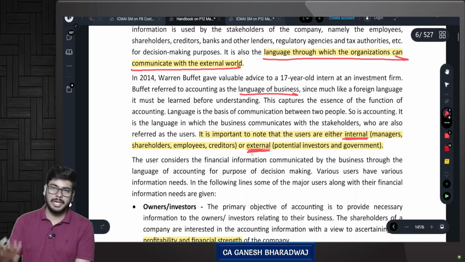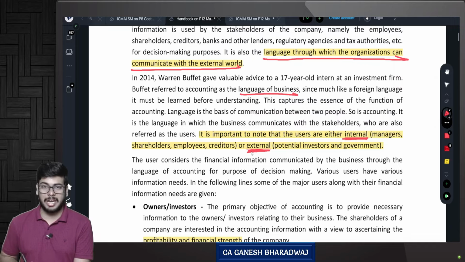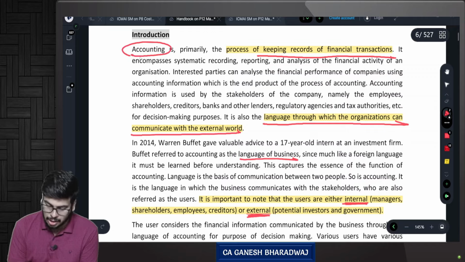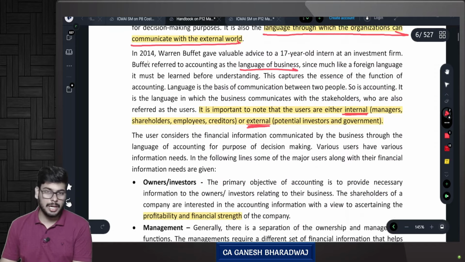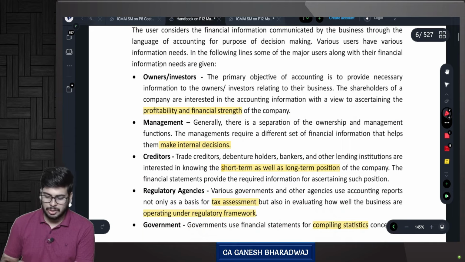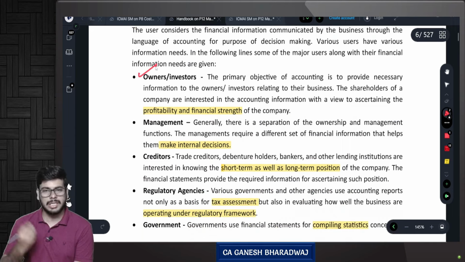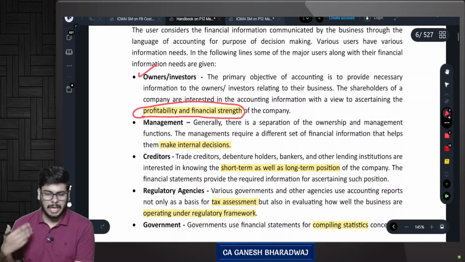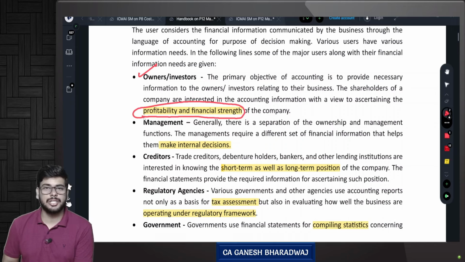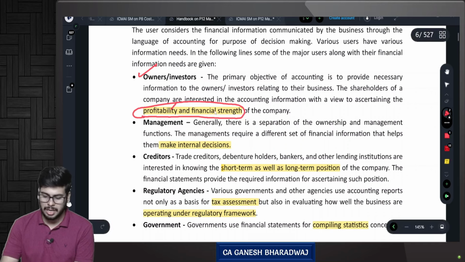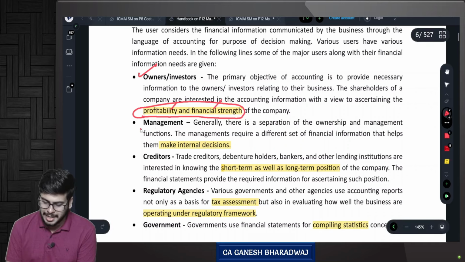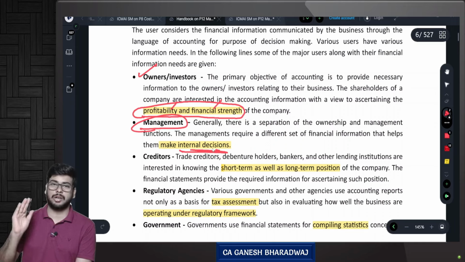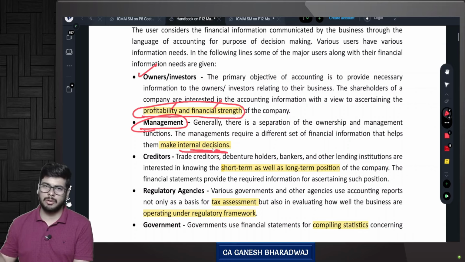The users could be internal. They're talking about accounting, not management accounting, general accounting. Look at this, they have only said accounting. So accounting users could be internal or external, correct? So basically, if you see owners or investors, what are they looking for? They use the accounting data to know the profitability or the financial strength of the company. Profitability through P&L, financial strength through your balance sheet. Management, they want to make some internal decisions. For that, they use accounting information. By accounting, I mean financial accounting or cost accounting or management accounting.